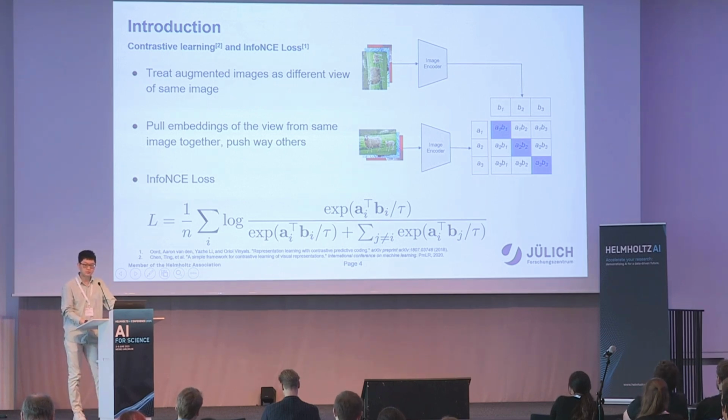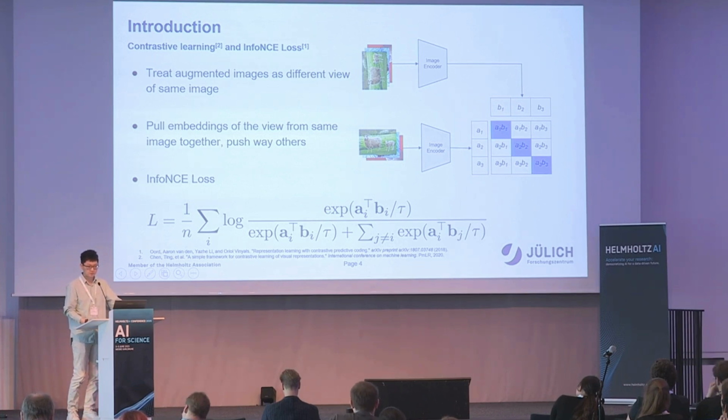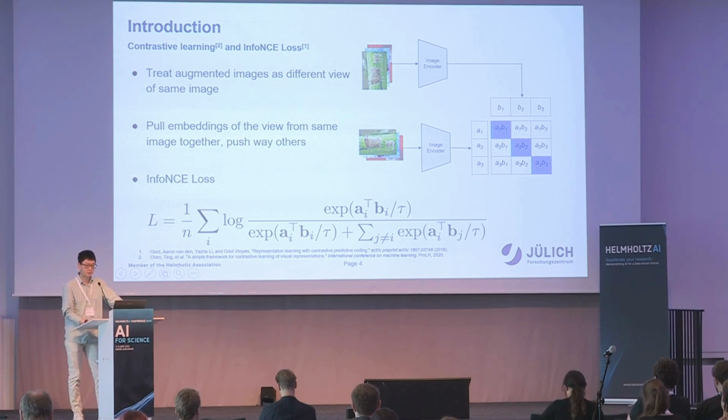Contrastive learning was first proposed to get rid of heavy labeling tasks. So it's unsupervised learning, which augments the images and treats the augmented images as different views of the same image, namely the positive pairs. And it views all other images as negatives. By the InfoNCE loss, it will pull the embeddings of the views from the same image together and push away the others. In the end, it will learn the latent representations of the corresponding images.